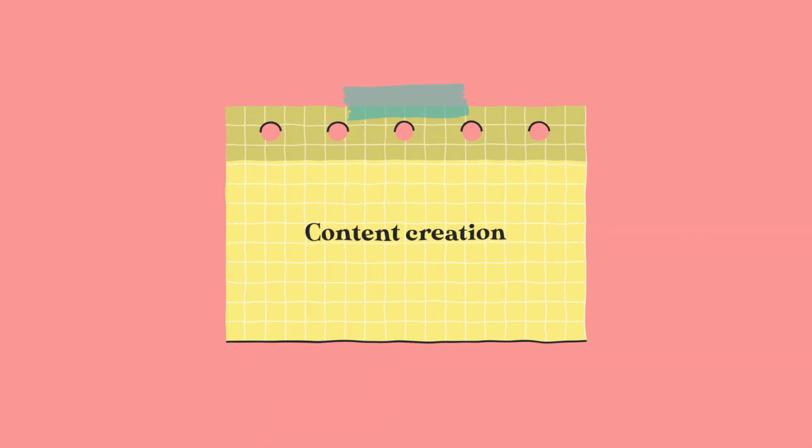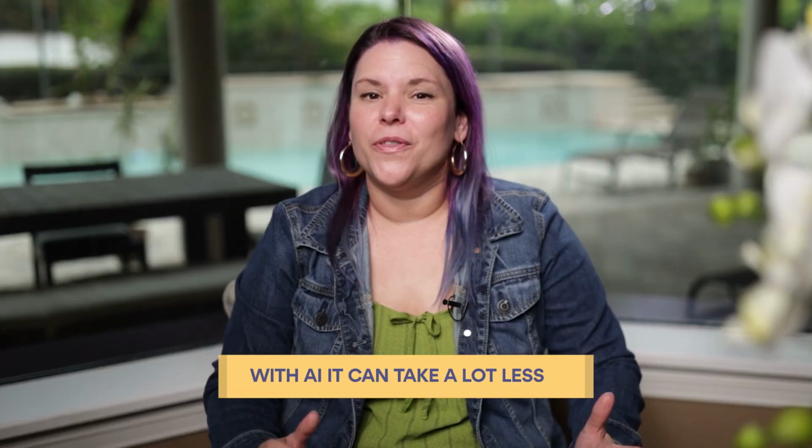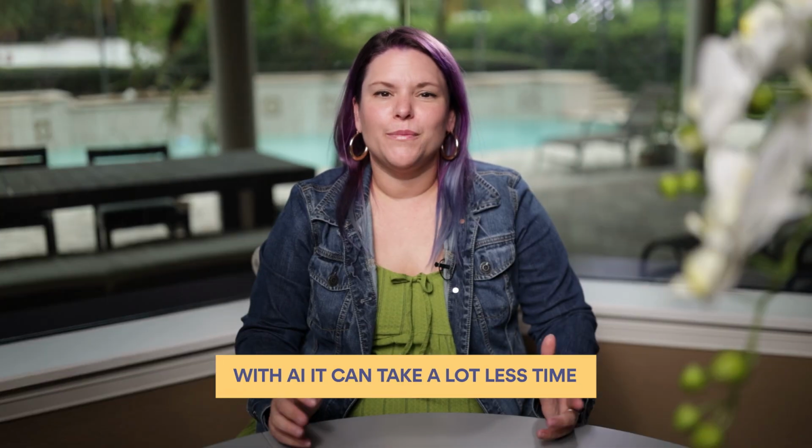The first way to use AI with your digital marketing is through content creation. Now, content creation can take a ton of time, and anybody that tells me it doesn't take time, it's usually because they're not doing it. With AI though, it can take a lot less time. Let me give you an example.